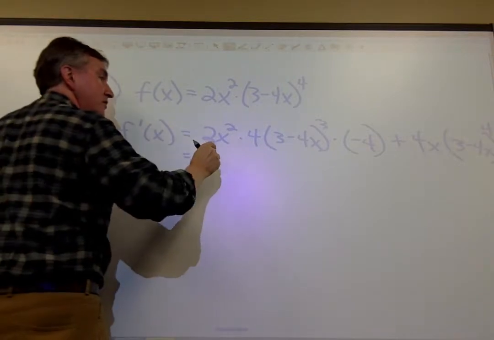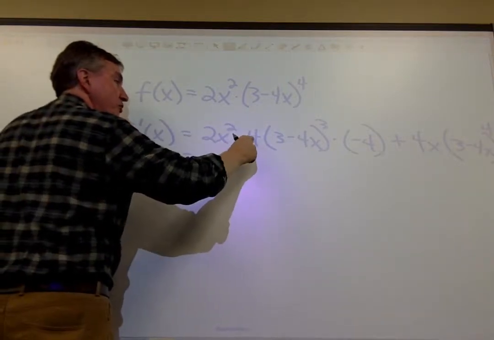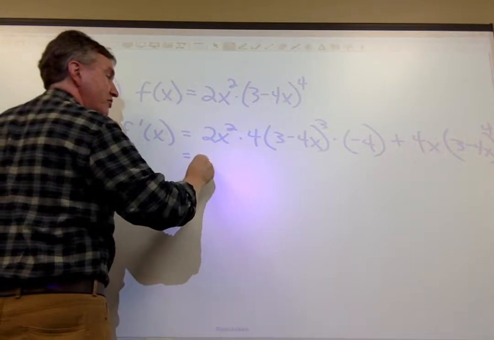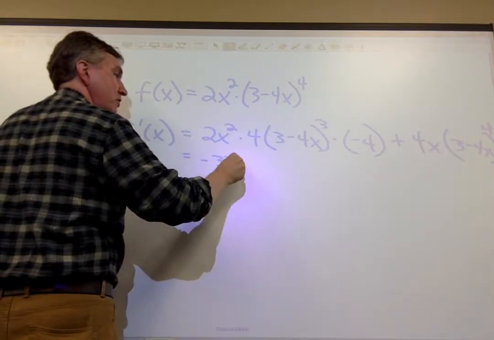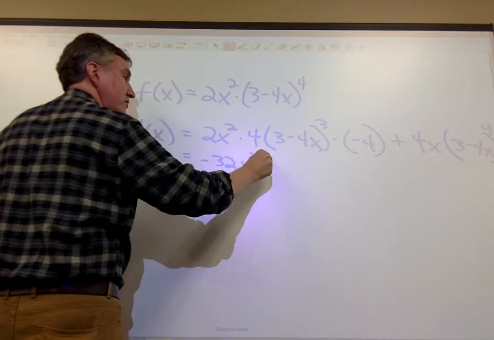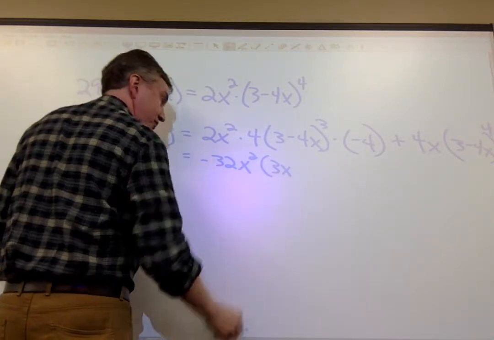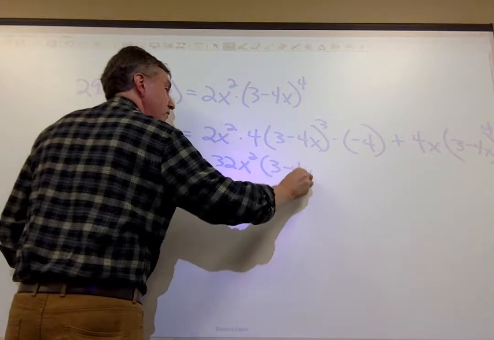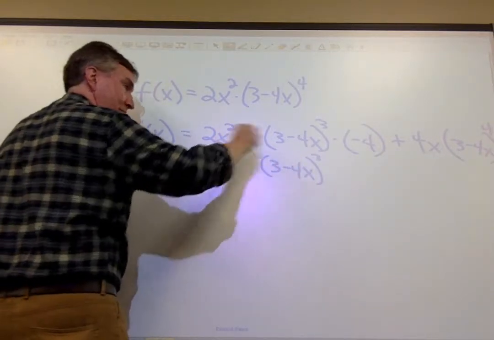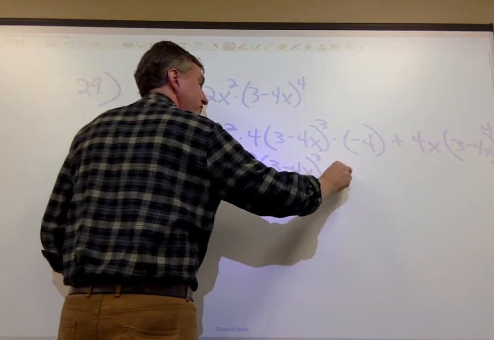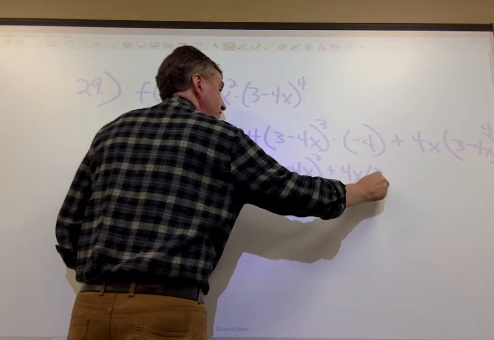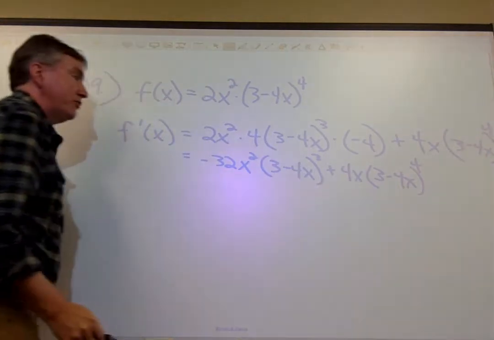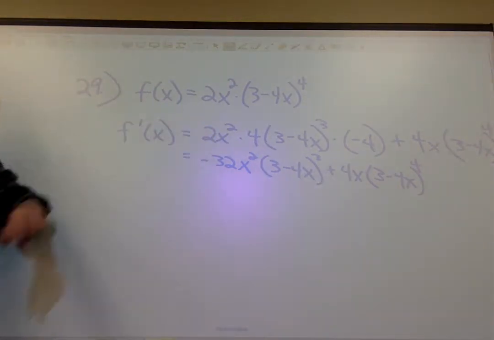The book, instead of writing the 4 here, I wrote it as, I think, negative 32x squared times 3 minus 4x to the third. No, the book had your answer there. Oh, is that what they had? That's what they had. You could simplify it if you wanted to. And I thought they might even have tried to factor it. You know, this would look a lot better than that first answer.